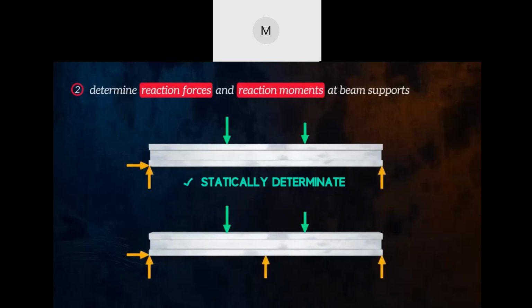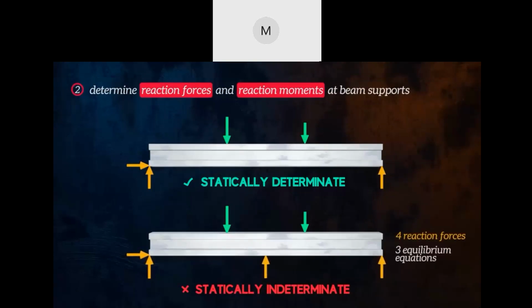For some beam configurations, like this one shown here, we won't be able to calculate all of the reaction loads because we have too many unknowns and not enough equilibrium equations. In this case, the beam is said to be statically indeterminate. This beam has 4 reaction forces, but we only have 3 equilibrium equations. To solve this beam, we would need to use slightly more complicated methods and consider boundary conditions.